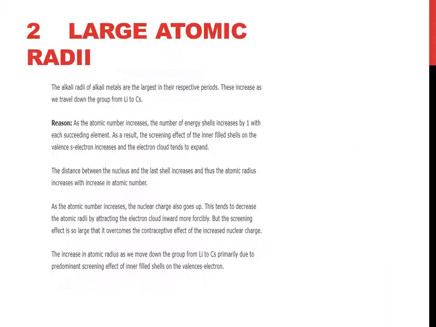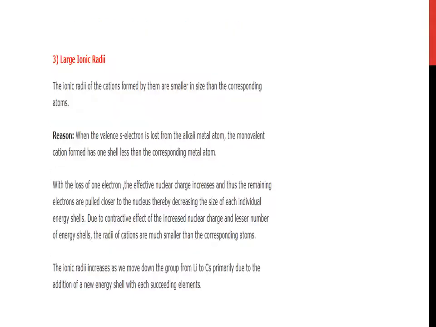Second, large atomic radii. The radii of alkali metals are the largest in their respective periods. These increase as we travel down the group because as the atomic number increases, the number of energy shells increases by 1 with each succeeding element. As a result, the screening effect of the inner filled shells on the valence s electron increases and the electron cloud tends to expand. The distance between the nucleus and the last shell increases, and thus the atomic radius increases with increase in atomic number. As the atomic number increases, the nuclear charge also goes up. This tends to decrease the atomic radii by attracting the electron cloud inward more forcibly.